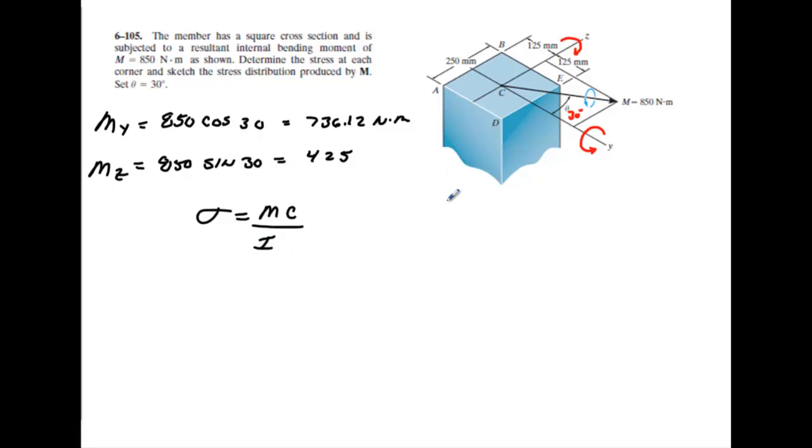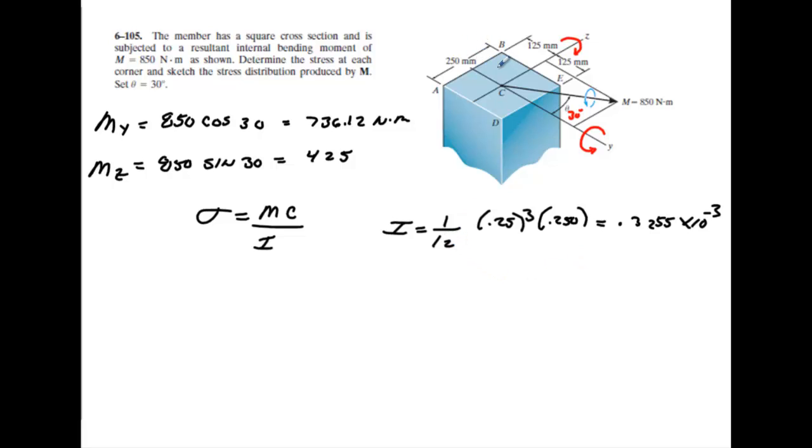This thing is symmetrical. So if I'm trying to find the moment of inertia around this axis right here, I is going to equal 1/12 times this distance cubed. So that's 0.25 cubed, and then times the base here, which is also 0.250. And that gives us a value of about 0.3255 times 10 to the minus 3.